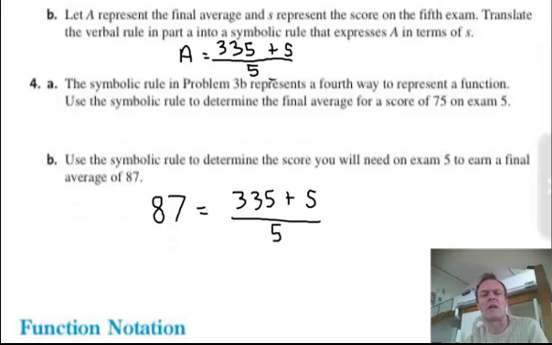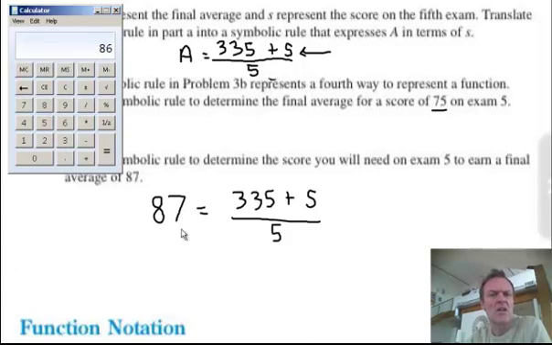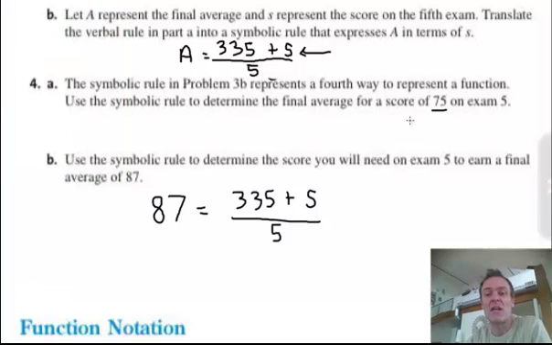Now I'm going to do the harder one. If I know my average score is 75, I'll put it right there. Let's have a look at that one. Calculator: 335, if I then get a 75 and divide it by 5, I will get 82. That's nicely calculated.